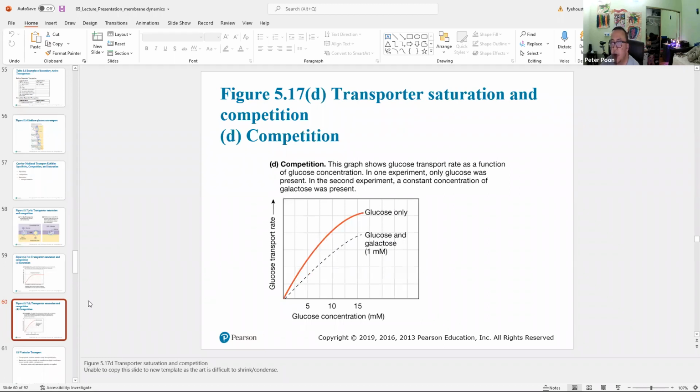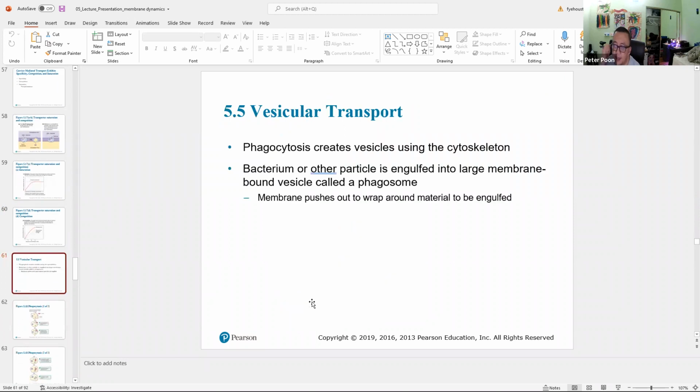So galactose: galactose and glucose are very similar, so they show the effects of competition as well.